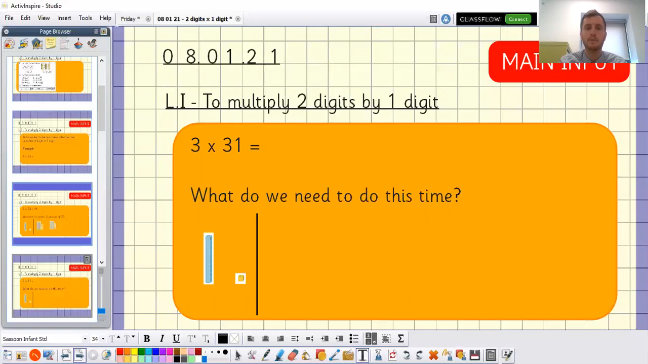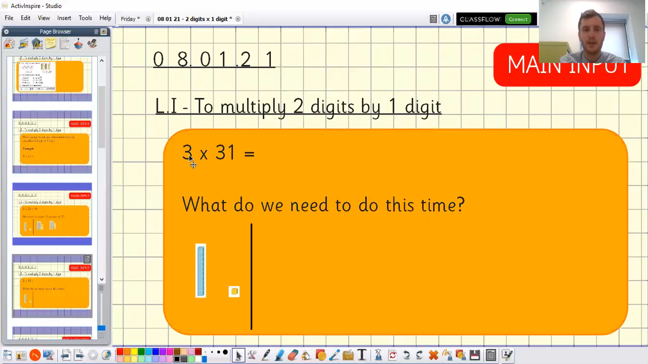Three times 31. If you're feeling confident, perhaps you can have a go at drawing this yourself before I show you on the screen. So if you want to pause it now, feel free to do so. Otherwise, let's work through it together. So I know that I need to create 3 groups of 31. And 31 has 3 10s, so I'm going to start with those.